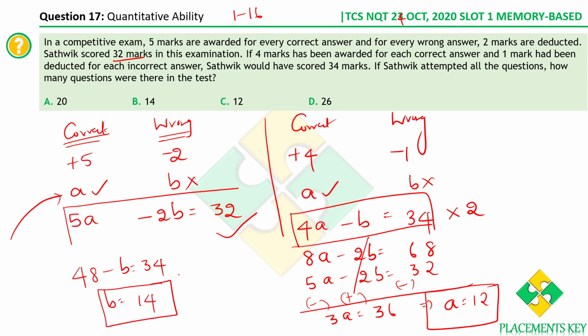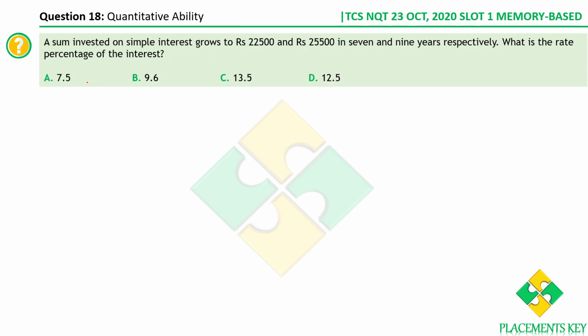Now you've got the incorrect answers. The number of questions answered incorrectly is 14, and the number answered right is 12. Therefore, what are we supposed to find? We are told that he has attempted all the questions. Therefore, the total number of questions in the test would be 12 plus 14, that is 26. That is option D. It's a very simple question. You have two equations, two variables, and you can figure out the answer. Let's move on to the next one.